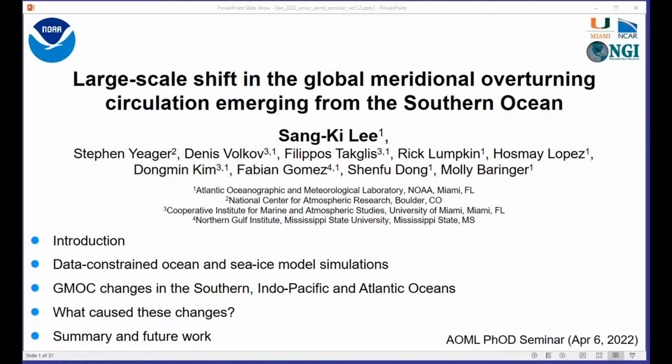data constraint estimates of decadal changes in the global. Oh, sorry. I think that's. Oh yeah. Oh, don't worry about it. It'll change it today, as usual.